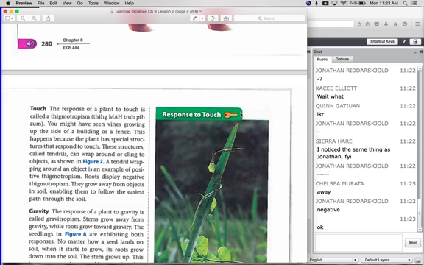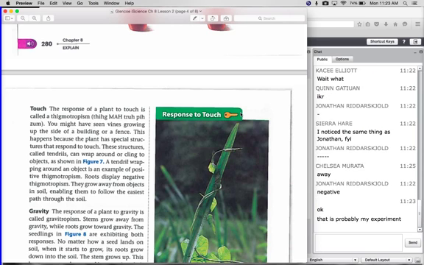Another thing is touch. This is called thigmotropism. I'm terrible at these scientific names. Thigmotropism. All right.